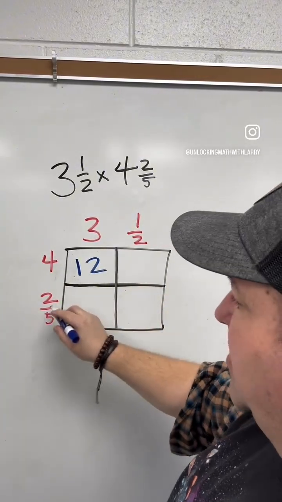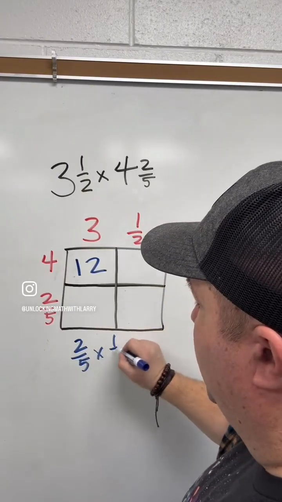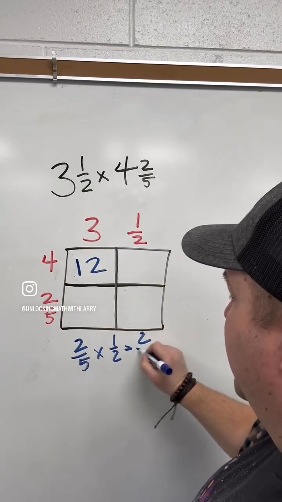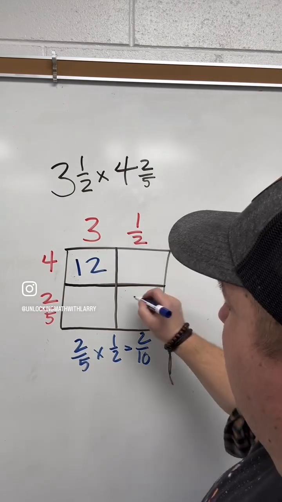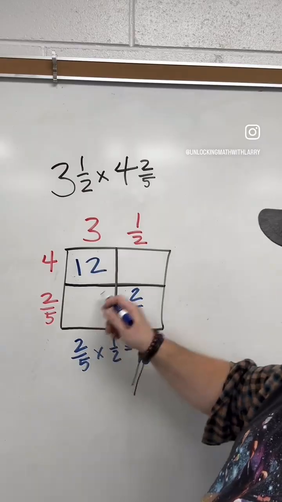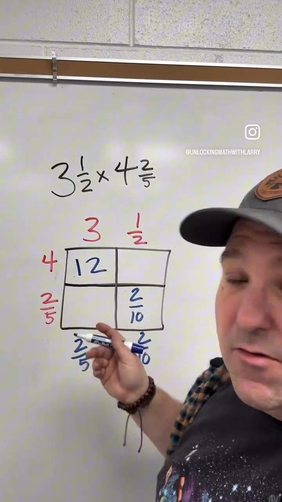We have to multiply 2/5 times 1/2. Now remember, when we multiply fractions, we just multiply straight across. So 2 times 1 is 2, 5 times 2 is 10. So we get 2/10. You could simplify, but we'll leave it there for now. Now these two, I don't know, it could be a whole number, might be a fraction, a mixed number, it just depends on what we get.